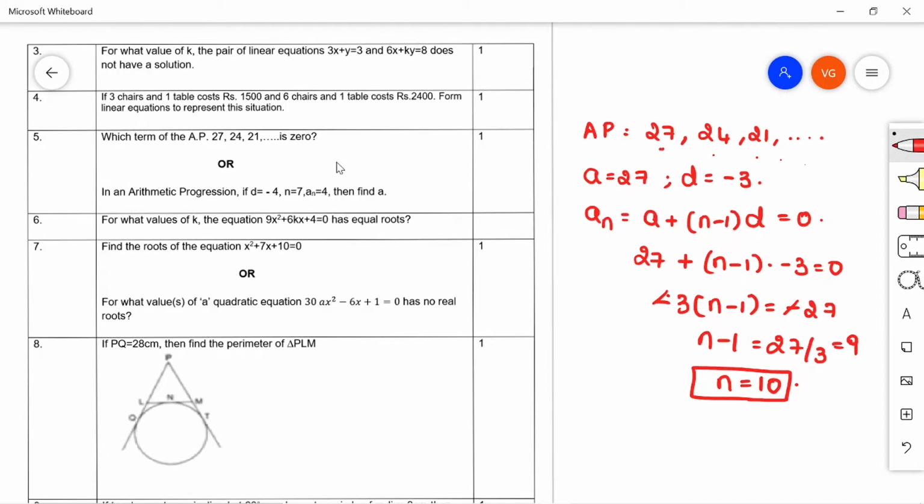Coming to the marking criteria, for this formula you will get half mark. For the final answer you will get another half mark.